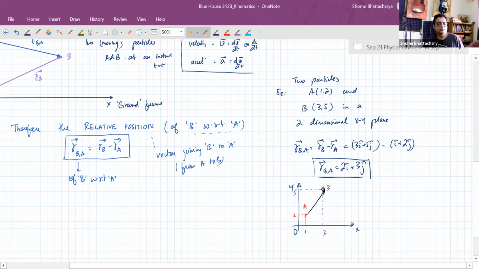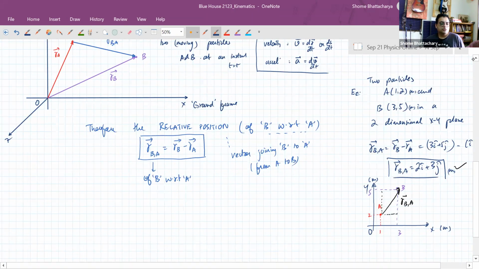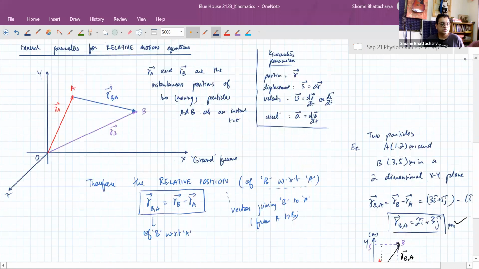So this vector now joining A with B, this represents the position of B with respect to A. You can see this vector's x component is 2 and its y component is 3. Hence you can see it as this. Suppose these are in meters, so this position is also in meters. Okay, so we'll come back to the example. Just note down this definition first.